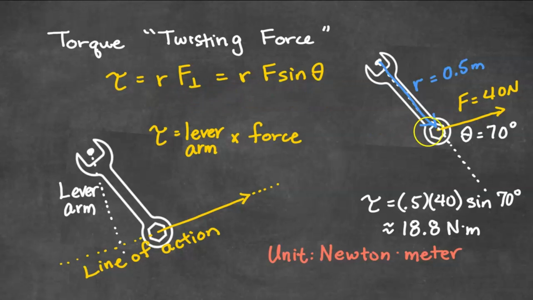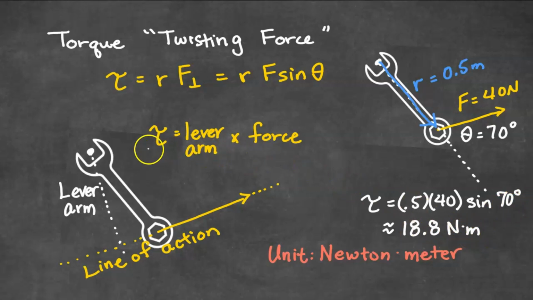So here we have a wrench. We're pushing it with a force of 40 newtons at an angle of 70 degrees. The force is 0.5 meters away from the axis of rotation. So we can calculate the torque by taking the r, 0.5, times the force 40 newtons times sine theta, and theta is 70 degrees, and we get 18.8 Newton meters.